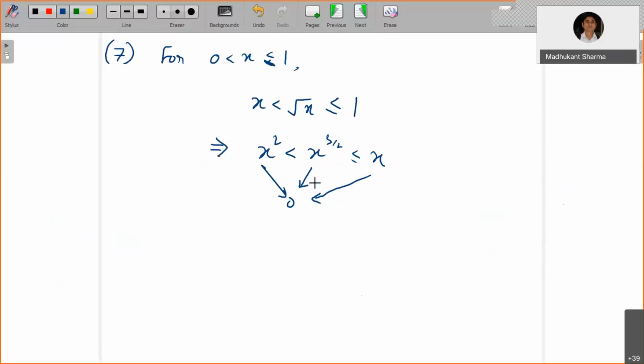So there is no need for epsilon delta now, because we know both limits. Limit x tends to 0, x square, we know that is going to be 0. Limit x tends to 0, x, also 0 we know. So the squeeze theorem certainly tells you that this is going to be 0.